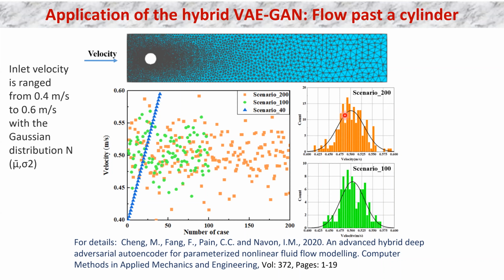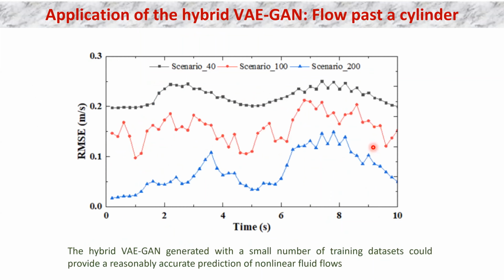So we choose the 200 data set. We also choose the 100 data set. And also we choose the 40 data set from this linear case. So we compile it, and these are the prediction results, the error from our predicted results. You can see that with a smaller data set you have a higher error, and if you increase the number of data sets, the accuracy of the predicted results increases.